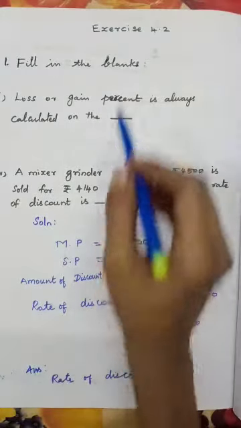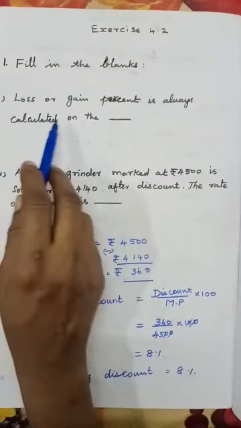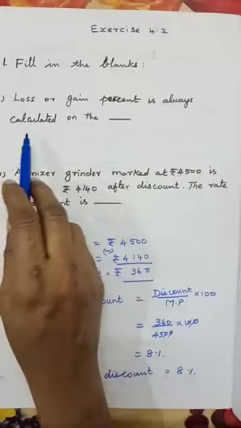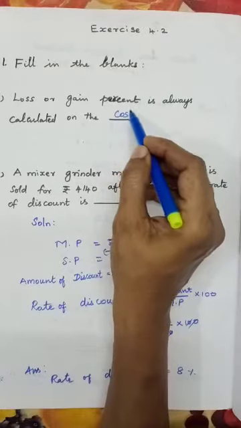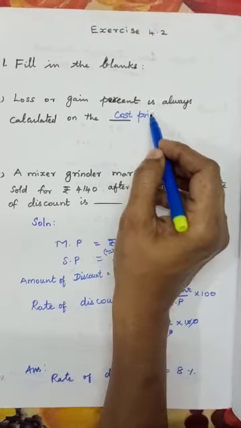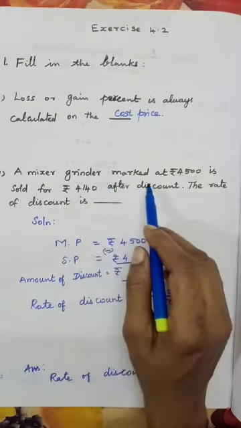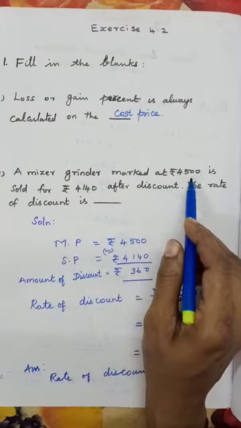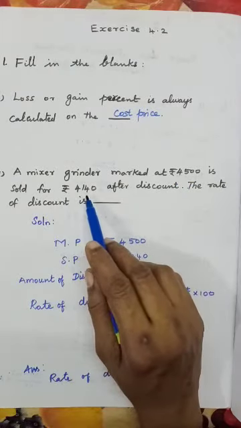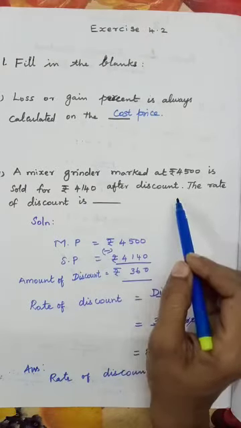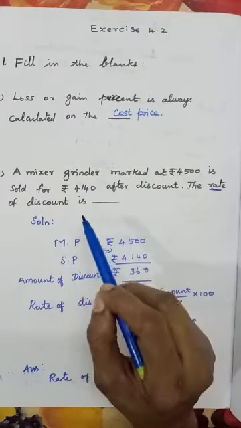And we shall move to exercise 4.2. First one, fill in the blanks. Loss or gain percent is always calculated on cost price. Fourth, a mixer grinder marked at rupees 4,500 is sold for rupees 4,140. After discount, the rate of discount means you have to find the discount percentage.